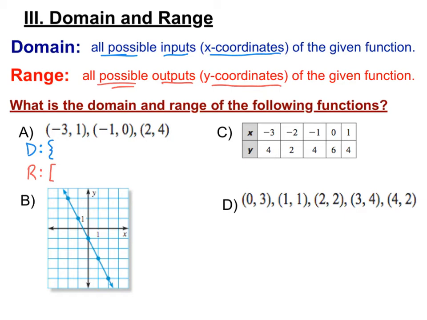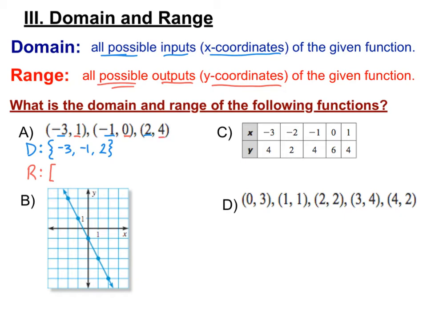All right, so for part A, the domain would be the x value. So there, and there. So the domain is -3, -1, 2. And then you would close the bracket. Again, if you don't want to use the squiggly bracket, you can use the square bracket. But since I started with squiggles, I got to end with the squiggle. So then the range is the y.